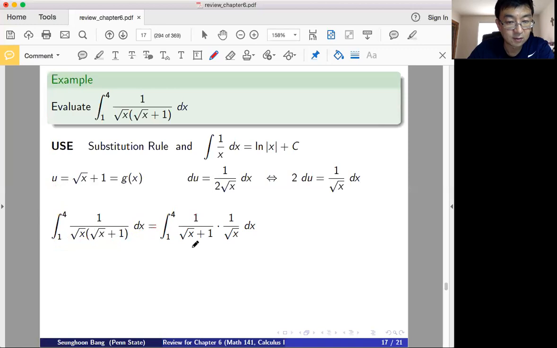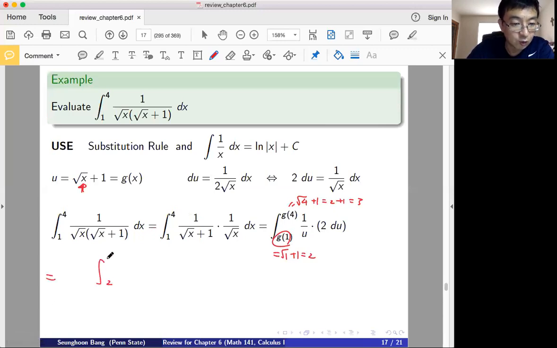So like this, g of 4. The next, g of 1. So you plug 1 into here. The square root of 1 plus 1 is 2. The g of 4 is plug 4 into the same x. The square root of 4 plus 1 is 2 plus 1, which is 3. You can change it to 3. It's the same as the integral from 2 to 3. Take out 2, 1 over u du.